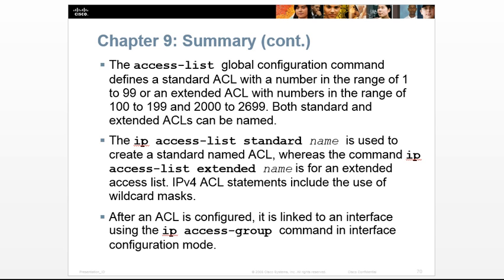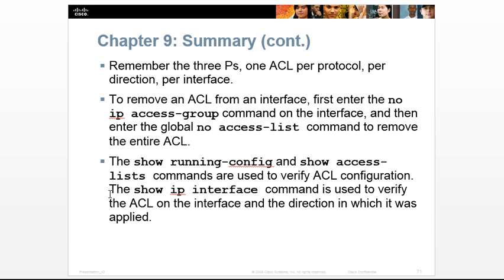And then finally, remember those 3 P's we talked about. 1 ACL per protocol, 1 per direction, and 1 per interface. Remove an ACL with the no IP access group command, and then enter it into the no access list command to remove the entire ACL. Then do a show run or a show access list to see that you've got everything set up the way you think you do.